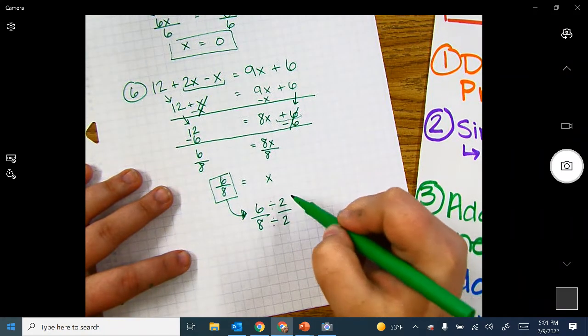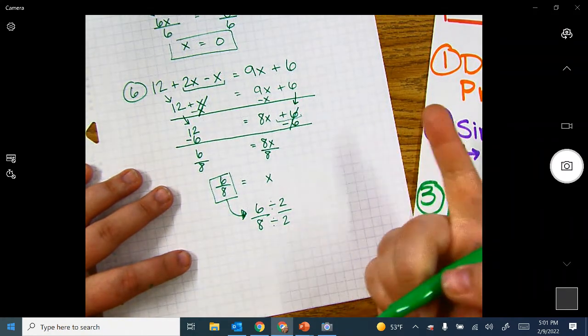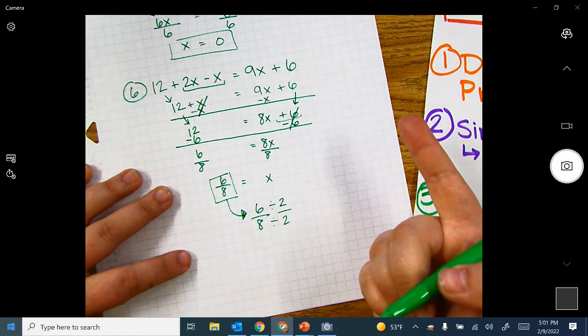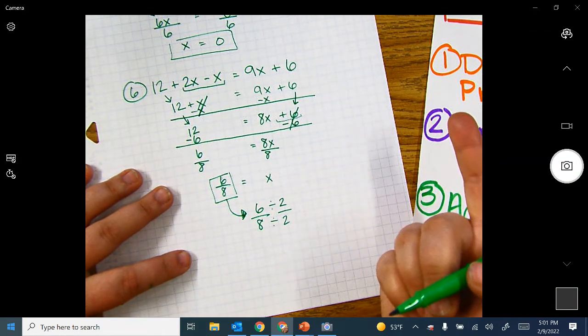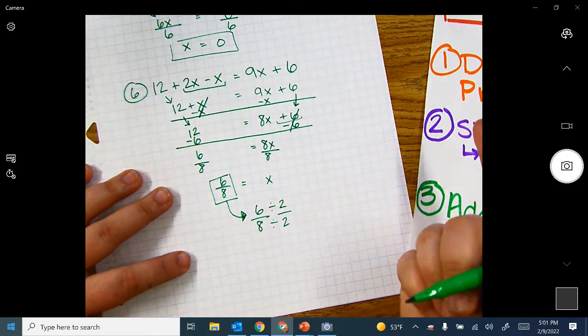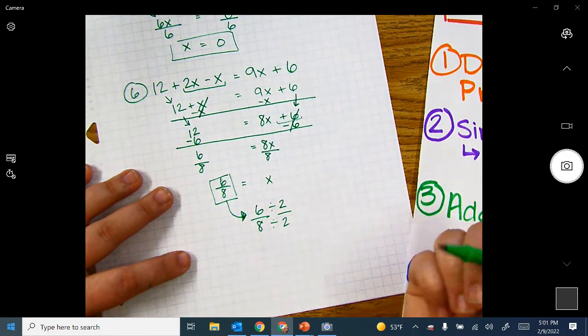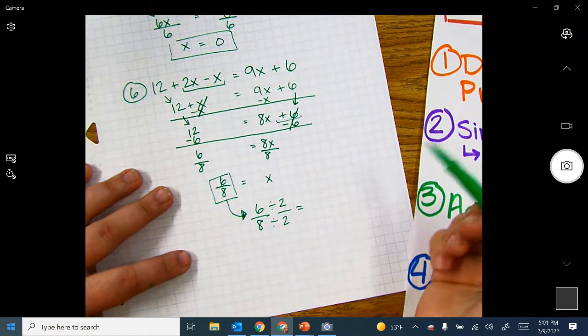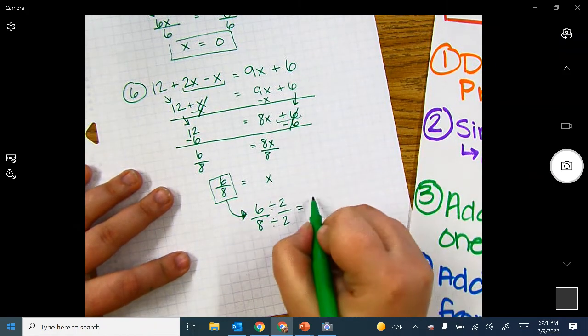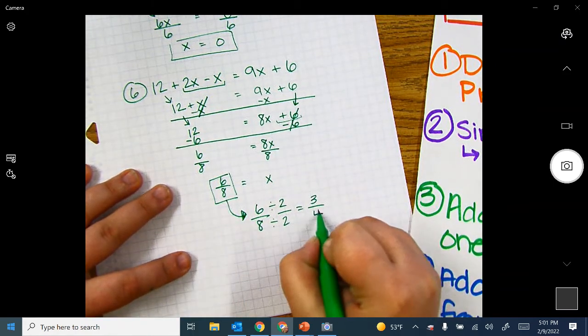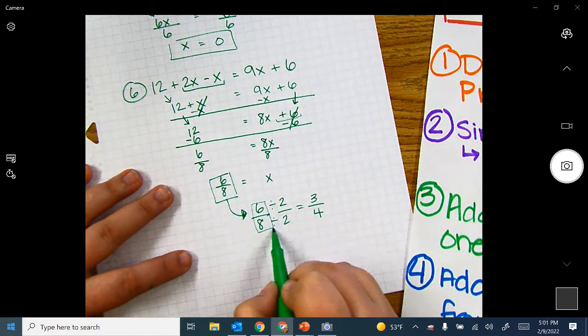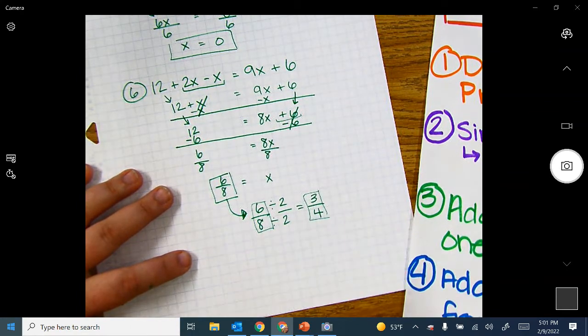Mathematically, this is allowed because 2 over 2 is just 1. And if I divide a number by 1, that doesn't change it at all, right? 5 divided by 1 is 5. 6 divided by 1 is 6. So I can divide a number by 1, and it doesn't change the value. So 6 divided by 2 is 3. 8 divided by 2 is 4. So 6/8 is equivalent to 3/4.